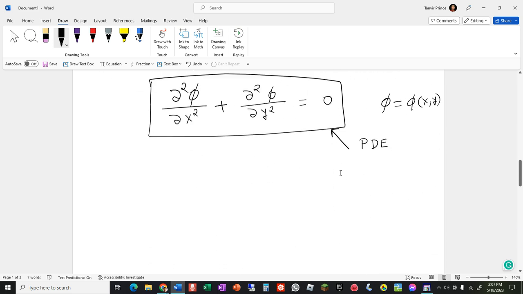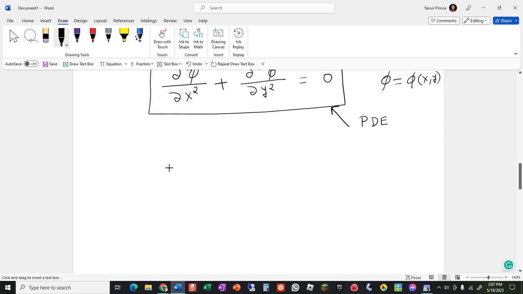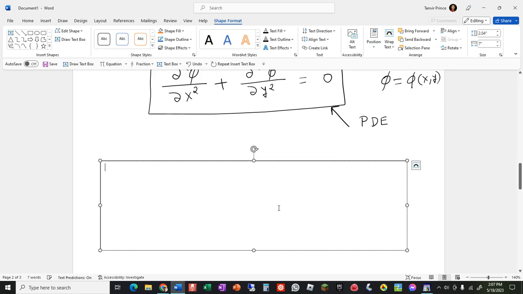So in short, let's write down the summary. Here ODE means ordinary differential equation. PDE stands for partial differential equation.